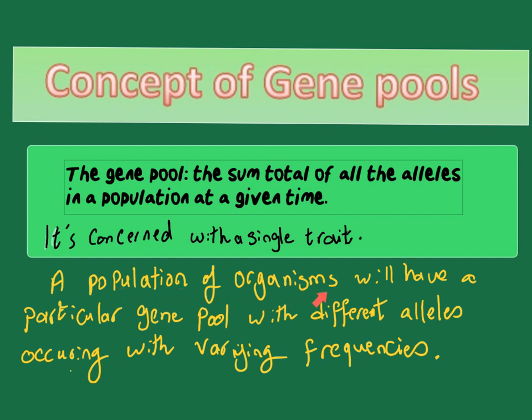A population of organisms will have a particular gene pool with different alleles occurring with varying frequencies. So normally the population of the organisms that live in a certain area and interbreed together have a particular gene pool with different allele frequencies. This is what normally happens.